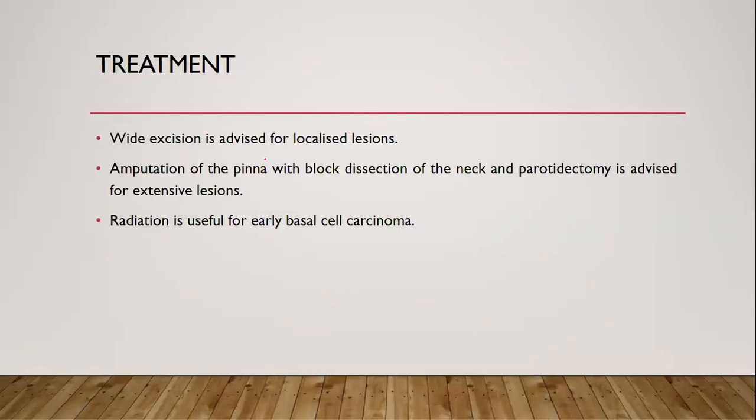Then treatment. Wide excision is advised for localized lesions. If malignant metastasis has not occurred, excision will be very effective to remove these lesions. Amputation of the pinna with block dissection of the neck and parotidectomy is advised for extensive lesions. So in the initial stage we can manage with excision of the lesions, but in the later stage complete amputation of the pinna needs to be done to deal with metastasis. Then radiation is useful for early basal cell carcinoma. To prevent metastasis complications, we can manage with radiation therapy.